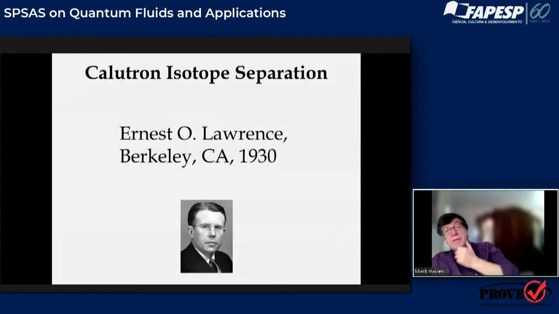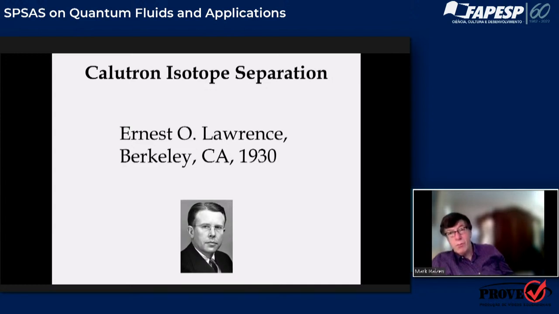The calutron actually was invented by this man, Ernest Lawrence, who's most famous for the cyclotron. In the 1930s and 40s, he developed what's called the calutron. Initially it was also developed to separate uranium, and it was used for that purpose until after World War II. But then the centrifuge became much more efficient for that purpose.